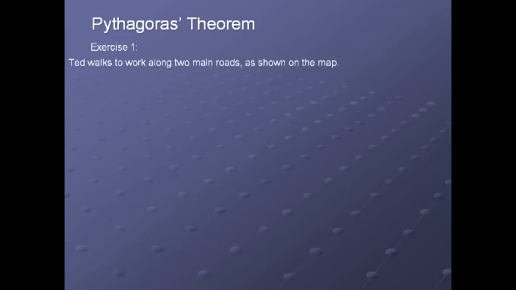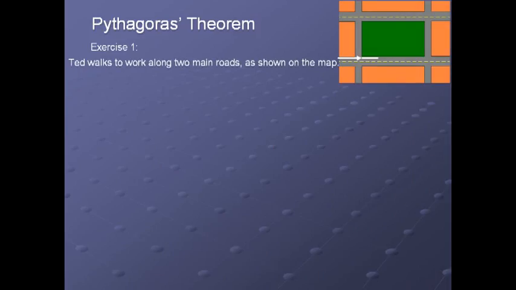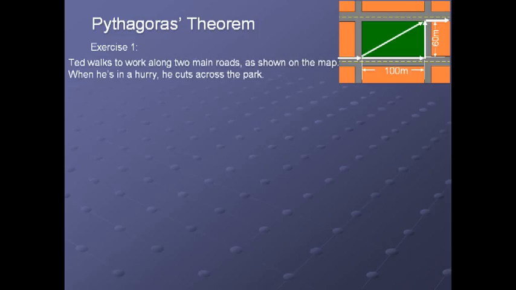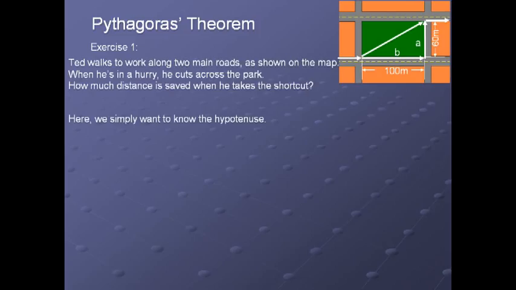Exercise 1. Ted walks to work along two main roads as shown on the map. When he's in a hurry, he cuts across the park. How much distance is saved when he takes the shortcut? Here we simply want to know the hypotenuse.